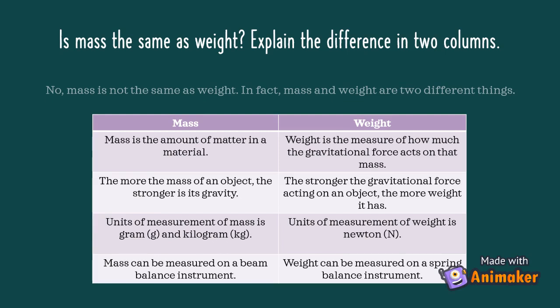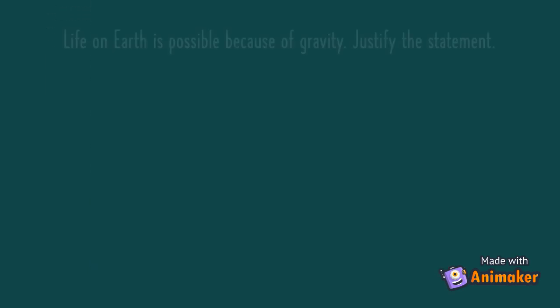The units of measurement of mass are gram, g, and kilogram, kg. The unit of measurement of weight is newton, N. Mass can be measured on a beam balance instrument. Weight can be measured on a spring balance instrument.